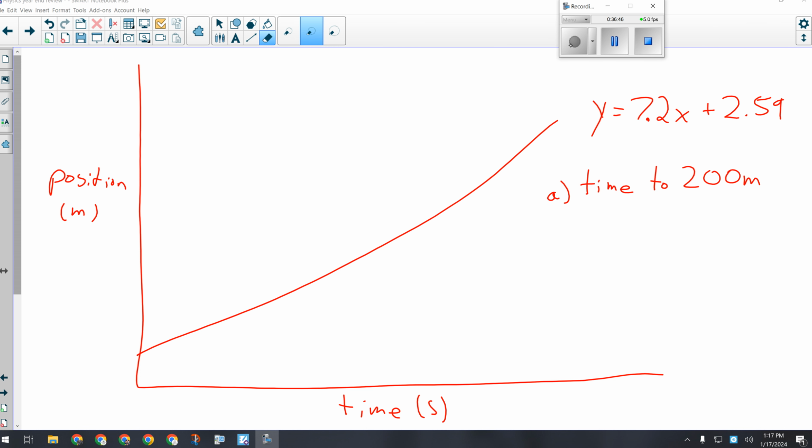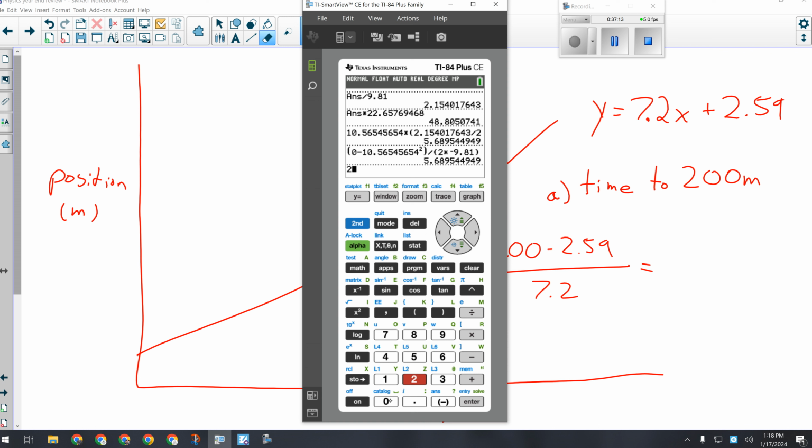Okay, what am I solving for if I want to find the time to 200 meters? X, because time is on the x-axis. Okay, so what I have to do is manipulate this equation to solve for x. So that's going to mean subtracting 2.59. Okay, y is 200 meters. So 200 minus 2.59, and then divide by 7.2. Okay, that'll give us the time to 200 meters. So 200 minus 2.59, divided by 7.2. Right, we're looking at 27 seconds.